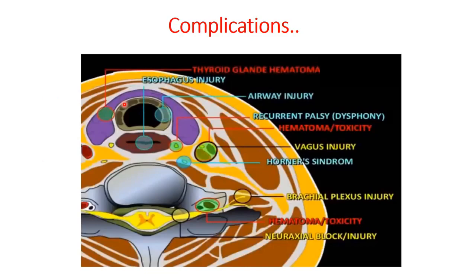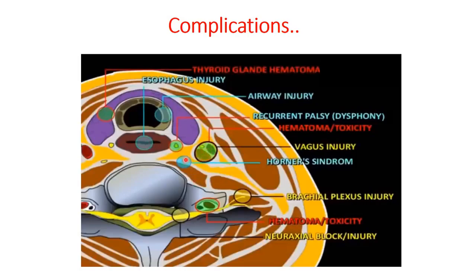Okay, so this is one simple diagram which explains all the complications. This is the structure of interest: the longus colli muscle and the sympathetic trunk. When you are blocking the stellate ganglion, you are blocking the sympathetic chain, and so you will get Horner syndrome. Within the carotid sheath, we have the carotid artery, the internal jugular vein and the vagus nerve.